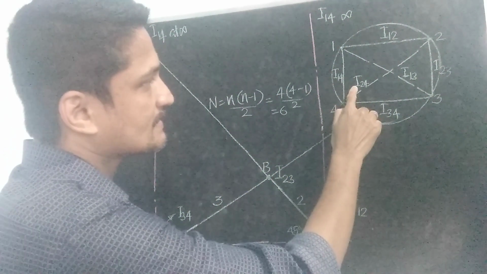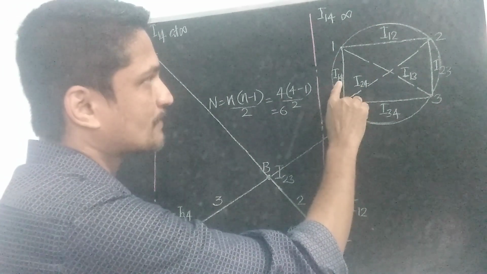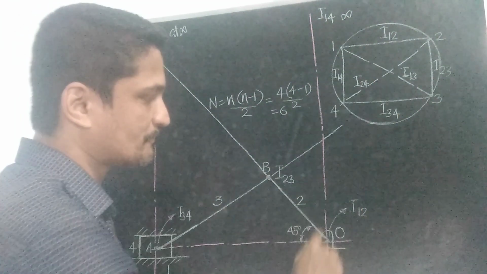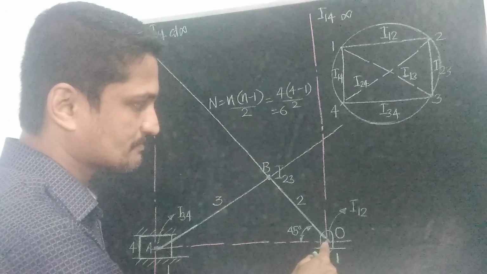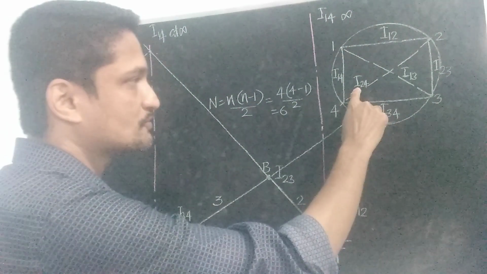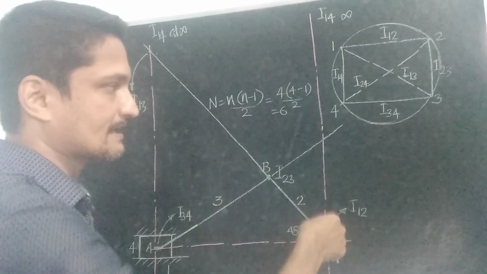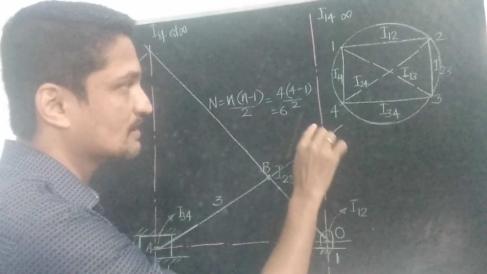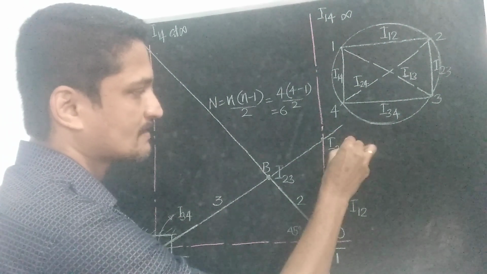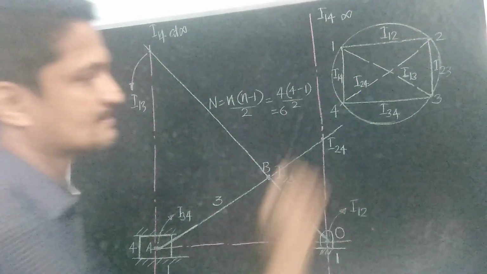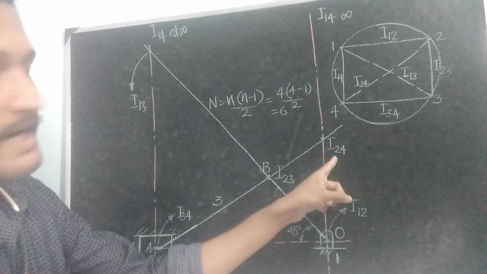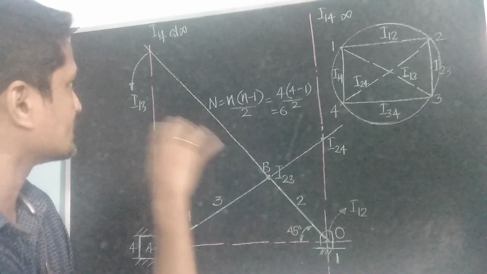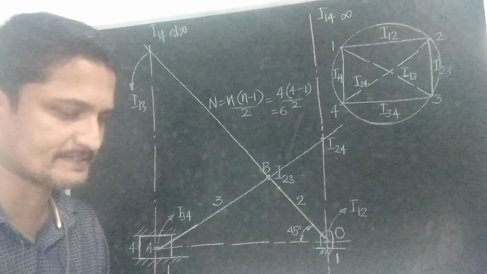Then we consider the upper triangle. I14, I12 and I24 must be on the same straight line. I14 is at infinity, I12 is this particular point, and I24 must be on this particular straight line. Both conditions will be satisfied only when I24 is here. Then we have located all the instantaneous centers, all the 6 instantaneous centers.